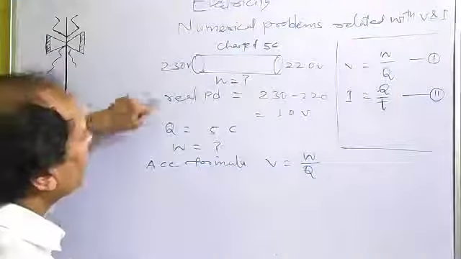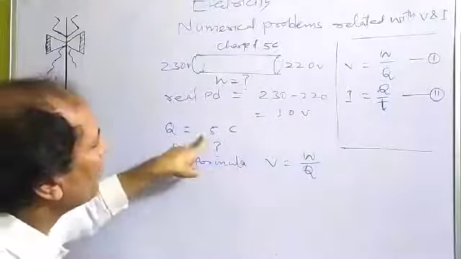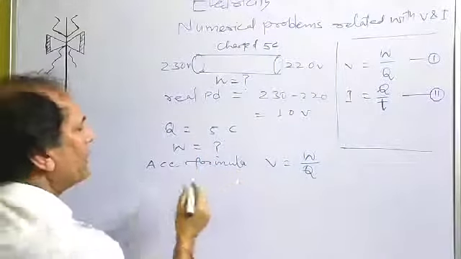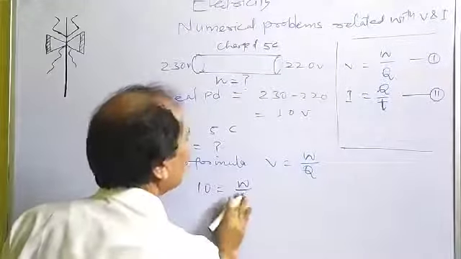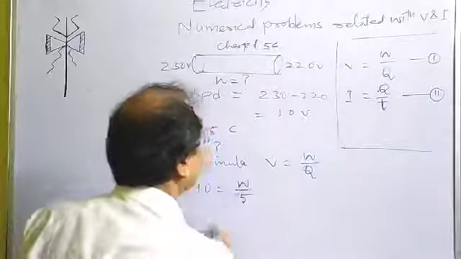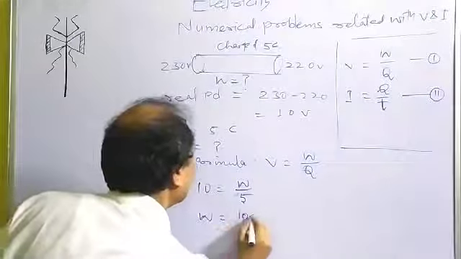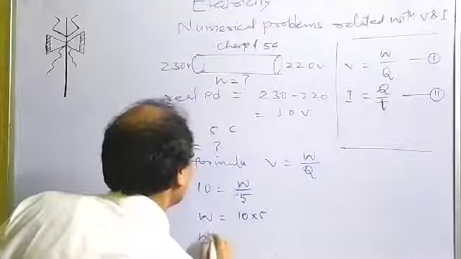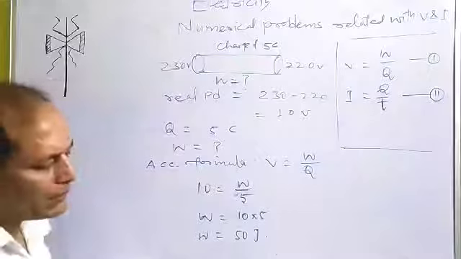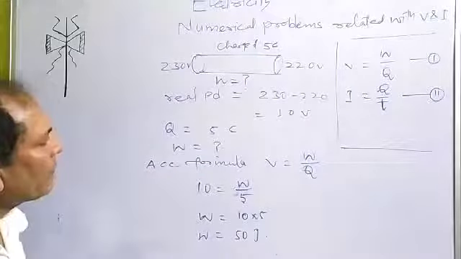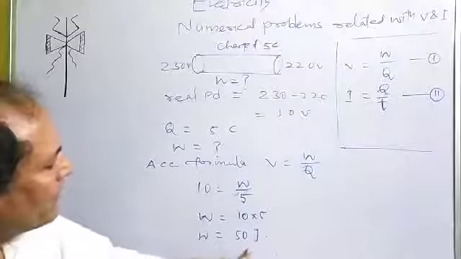So here you saw that potential difference and Q, 5 coulomb, are given; work done we have to calculate. So you will write 10 equal to W by 5. So for the value of W you will write 10 into 5, work done equal to 50 joule. Unit is a must.